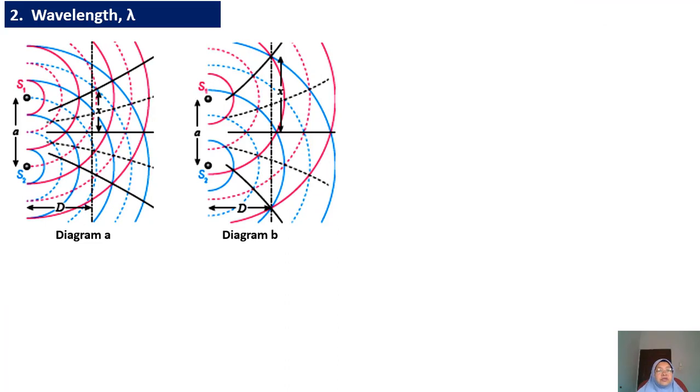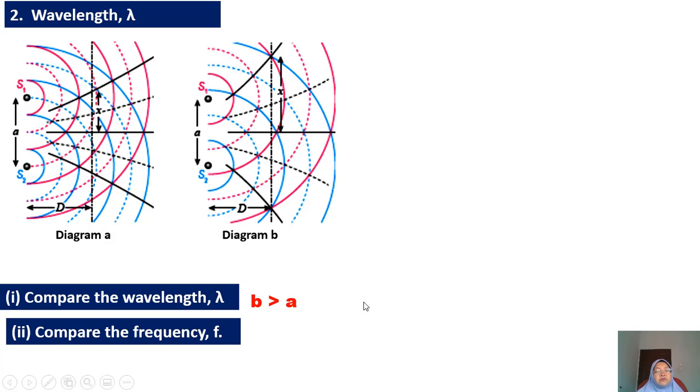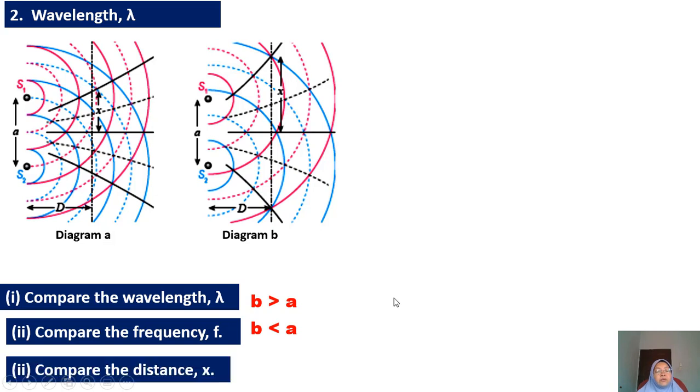Now we discuss the second factor, wavelength, lambda. Again we are given two diagrams, diagram B and diagram A. First question, compare the wavelength lambda. This is lambda, from crest to crest. So B is bigger than A. Compare the frequency f. Lambda and f are inversely proportional, so the frequency of B is smaller than the frequency of A. Then compare the distance x. B has a larger distance x than A.